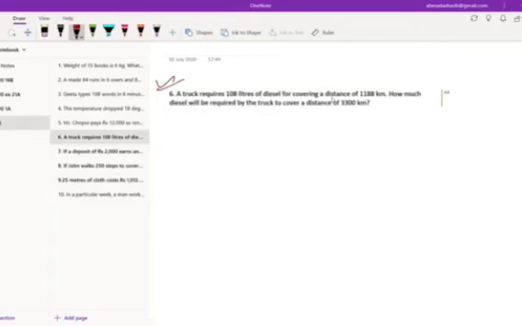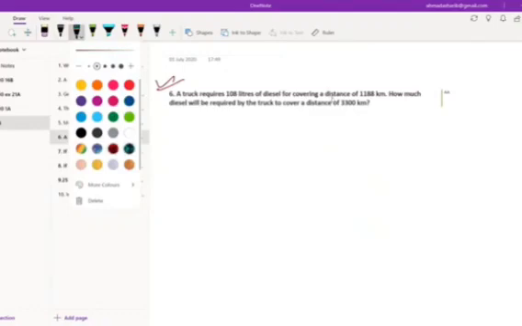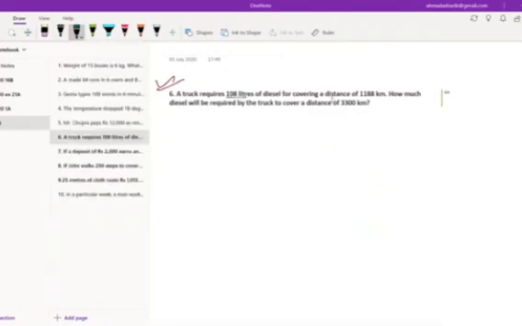Question number 6 says, a truck requires 108 liters of diesel for covering a distance of 1,188 kilometers. So it means that if a truck wants to cover 1,188 kilometer distance, okay, so the truck will use 108 liters of diesel. So in 1 liter of diesel, how much distance will this truck cover? We can find it by dividing.